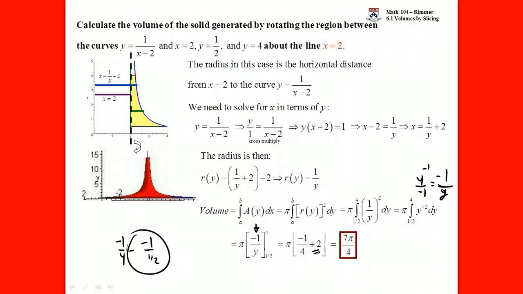Okay, so the radius was the distance to the function, take away the distance to the axis. That's how we end up with x minus 2. We have to take away 2 to get this radius distance. All right, and then that is the end of our notes on disk method.